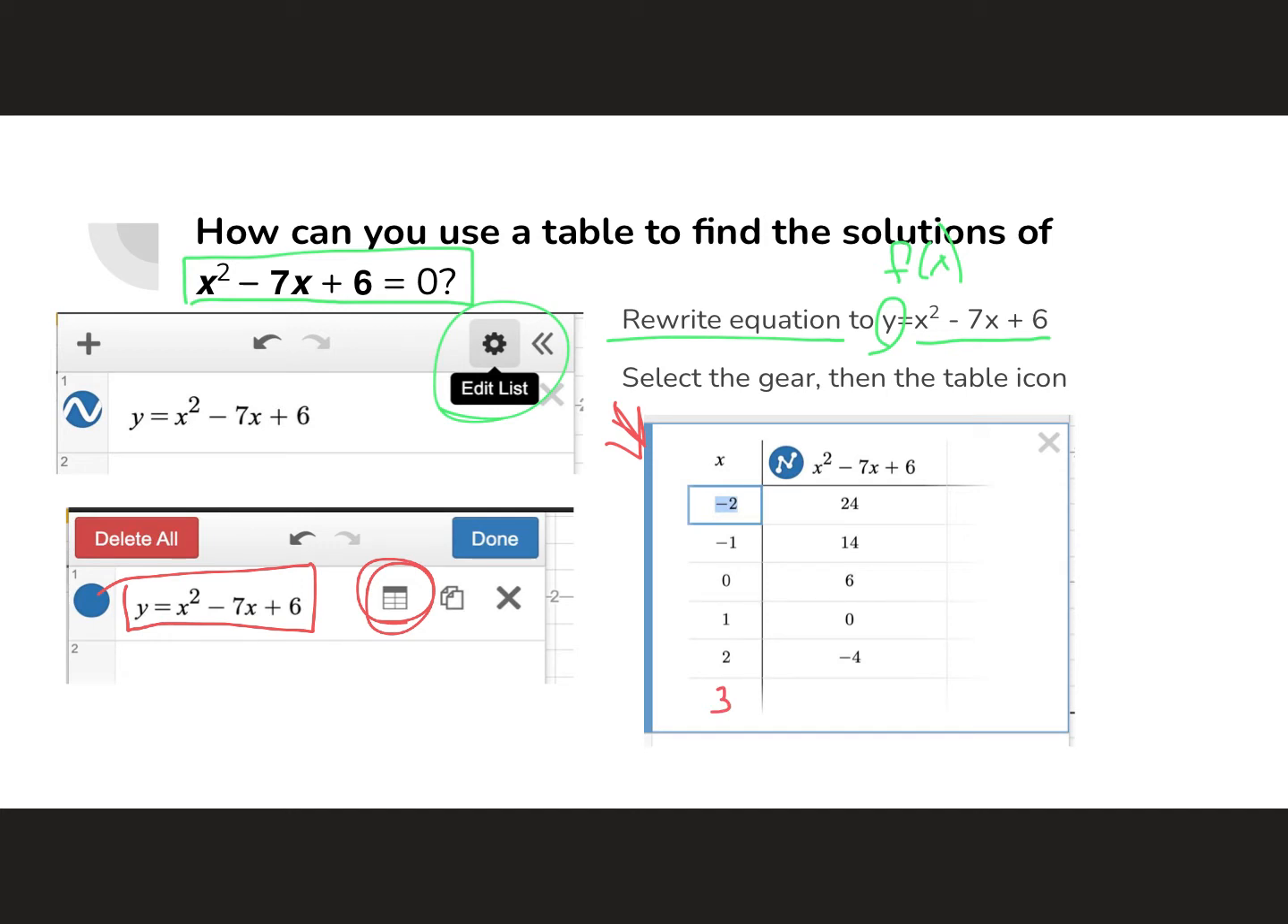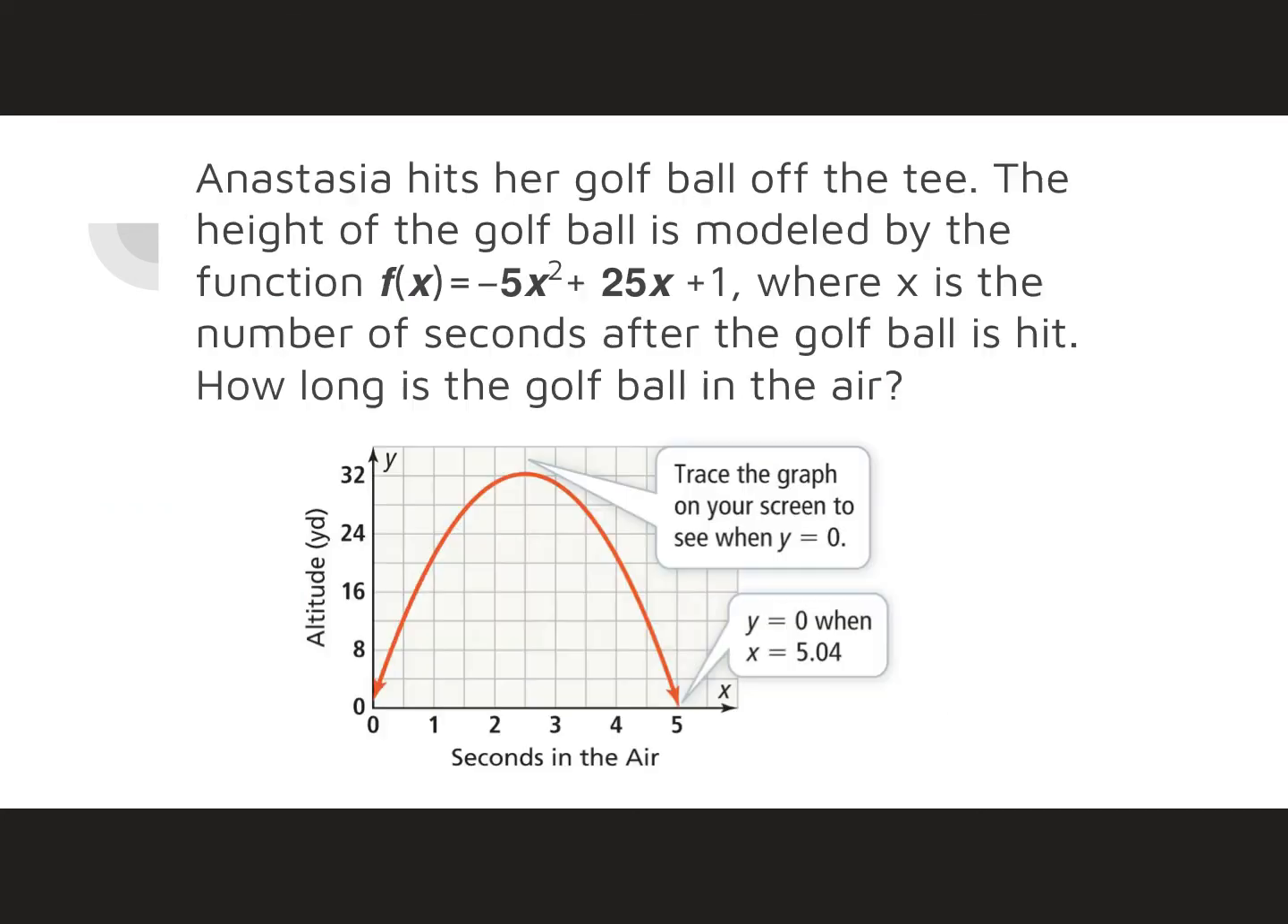So you can use this, and in this case, the solutions are the points, the x values when y is 0. And you can put in other values to find the other points. So this is how you can use the tables. Again, edit list, press that button to get your table.